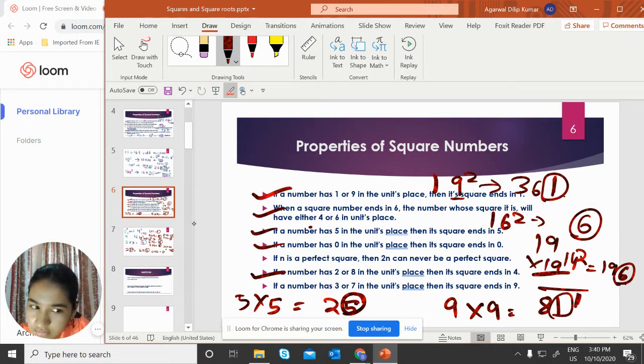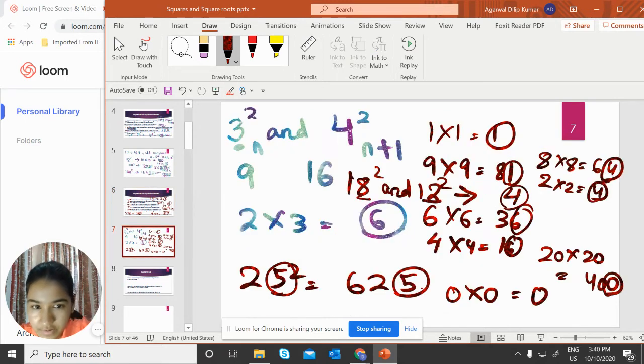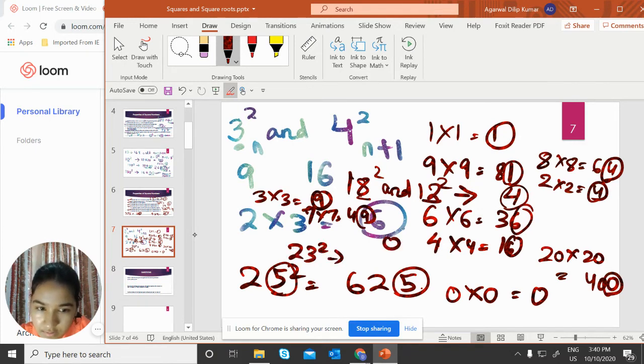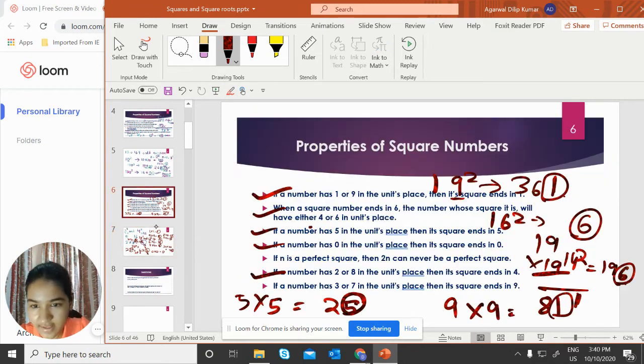3 or 7, it will be 9. Why? Because 3 3s are 9 and 7 7s are 49. So both are going to have 9 in their units place. So that's why if I'm going to take 23 square, then its units place will be 9 because 3 3s are 9. And if it's going to have 27 square, then also the ones place will be 9. Right? Okay.